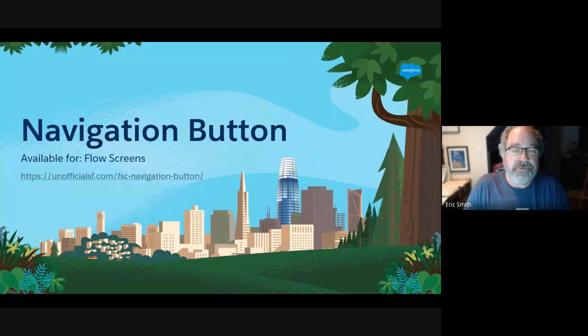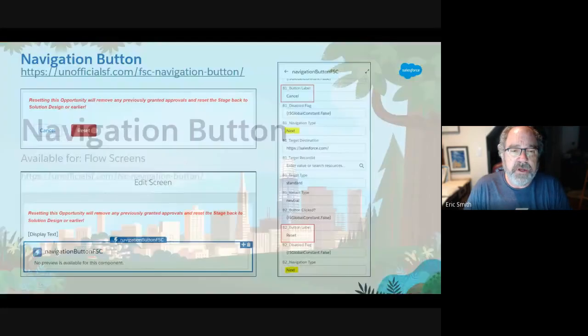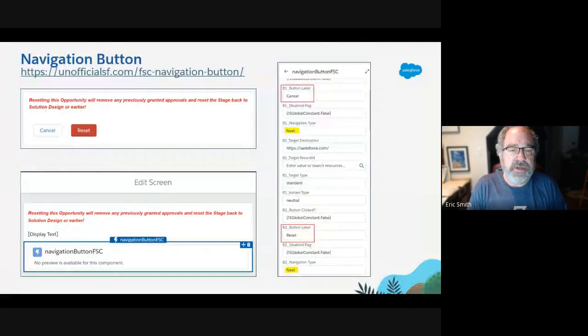The navigation button is one of my favorites. When you use a flow, normally the only buttons that are available to you are previous, next, pause, and finish. And oftentimes you want to, well, at least I want to put different things on the buttons, show something different. An example here, I want to say cancel or reset, or could be any number of things you would want to use a button for.